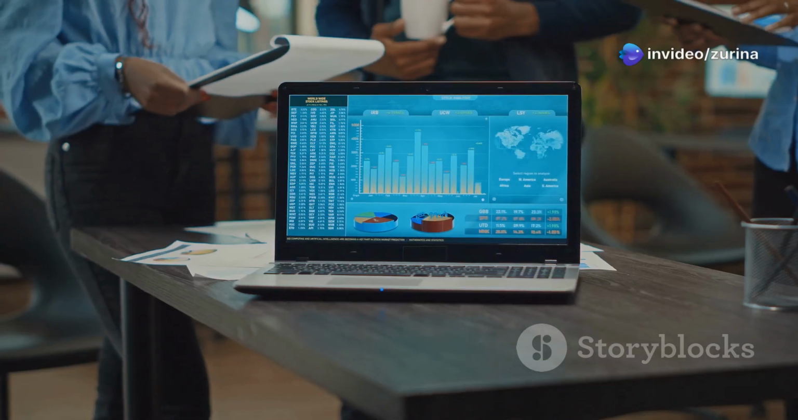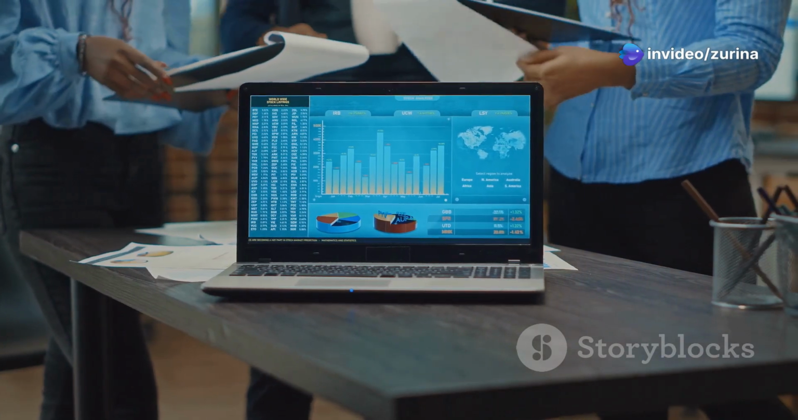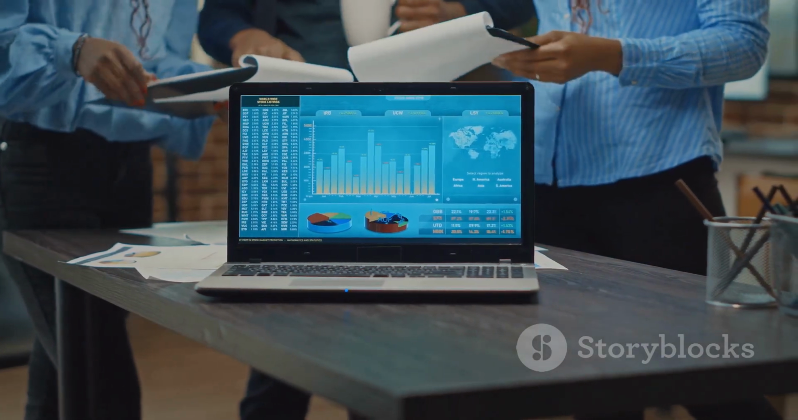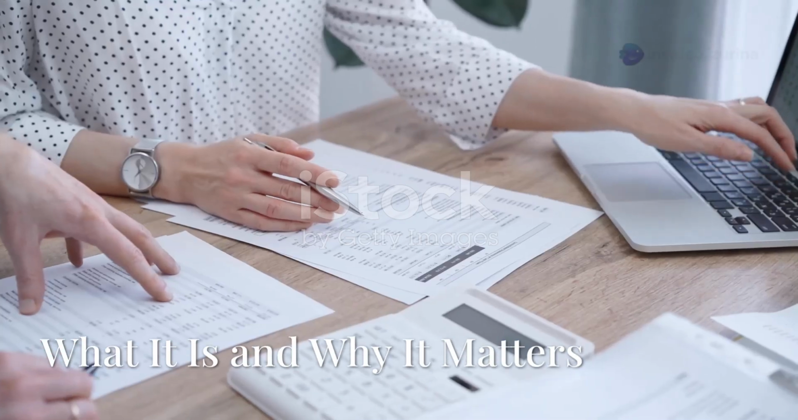In essence, competitor analysis is not about copying your rivals, but about understanding them. It's about identifying opportunities, mitigating threats, and ultimately positioning your business for sustainable growth and success.